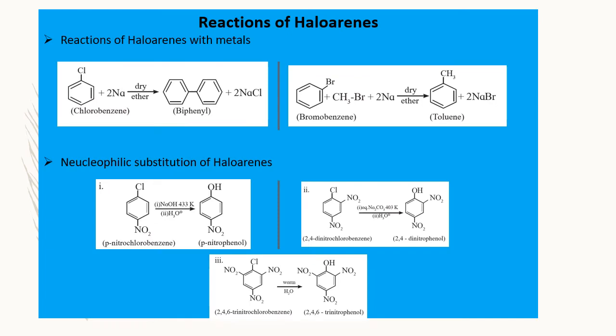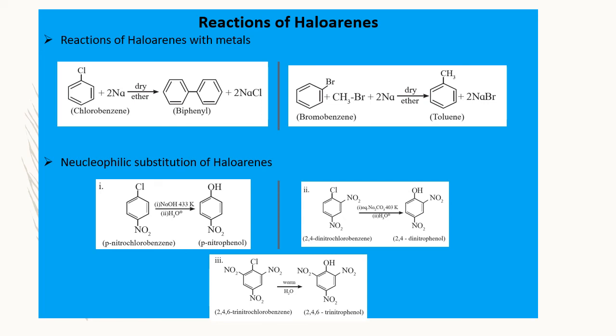Reactions of haloarenes. First one, reaction of haloarene with metal. The reaction of aryl halide with alkyl halide and sodium metal in dry ether to give substituted aromatic compounds is known as Wurtz-Fittig reaction. For example, when bromobenzene is treated with methyl bromide and sodium metal in presence of dry ether, it gives toluene. When only aryl halide takes part in the reaction, the product is biphenyl and the reaction is known as Fittig reaction.